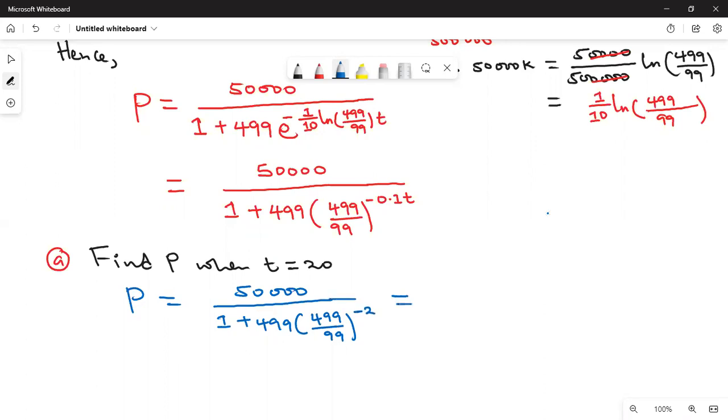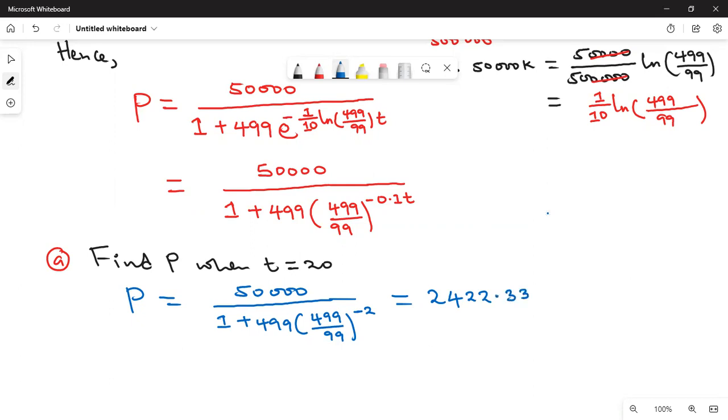So what is the answer? Let's press. We start with 499 over 99. 499 divided by 99. The answer you have found, you raise it to negative 2. Get the answer. Then times 499. Get your answer. Then plus 1. That will give us 20.64. So it's like we have 50,000 divided by 20.6418. So we write 50,000 divided by the answer we have found, that will give us 2422.33. So the population is 2422.33.